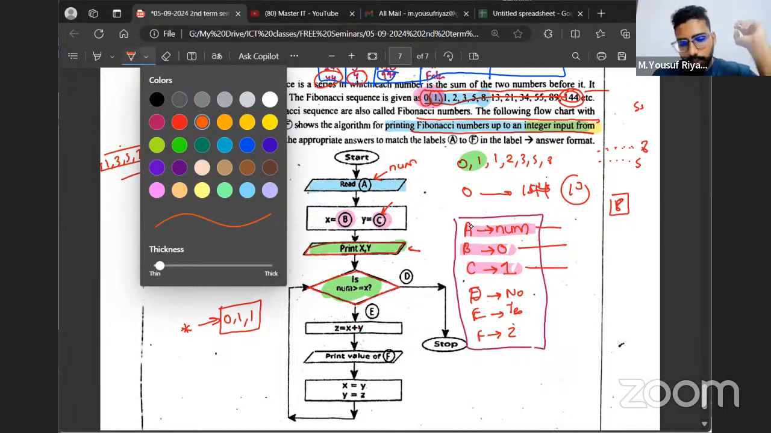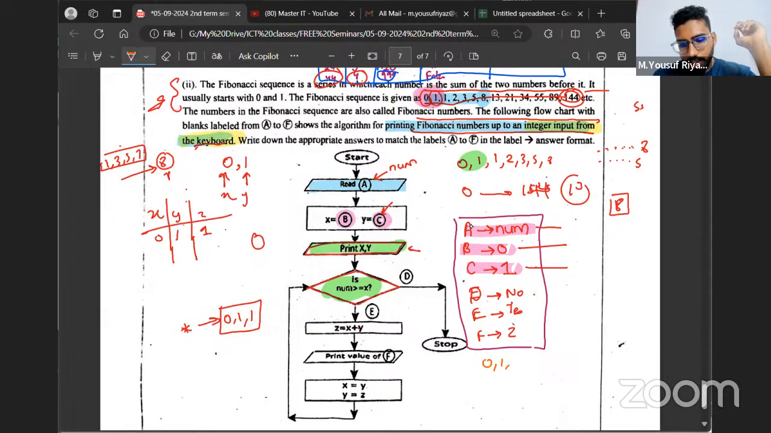It's like triangular numbers only. So if I put 0, 1, it will have the sum of the next two digits. First digit is 0, second is 1. 0 plus 1 will give you 1. The next digit will be the neighbors' addition. So 1 plus 1 is going to give you 2. Now here these two neighbors are 2 and 1. 2 plus 1 is 3. Here the neighbors are 2 and 3. 2 plus 3 is 5. Here the neighbors are 5 and 3. 5 plus 3 is 8. Here the neighbors are 5 and 8. 5 plus 8 is 13. This is called the Fibonacci sequence.